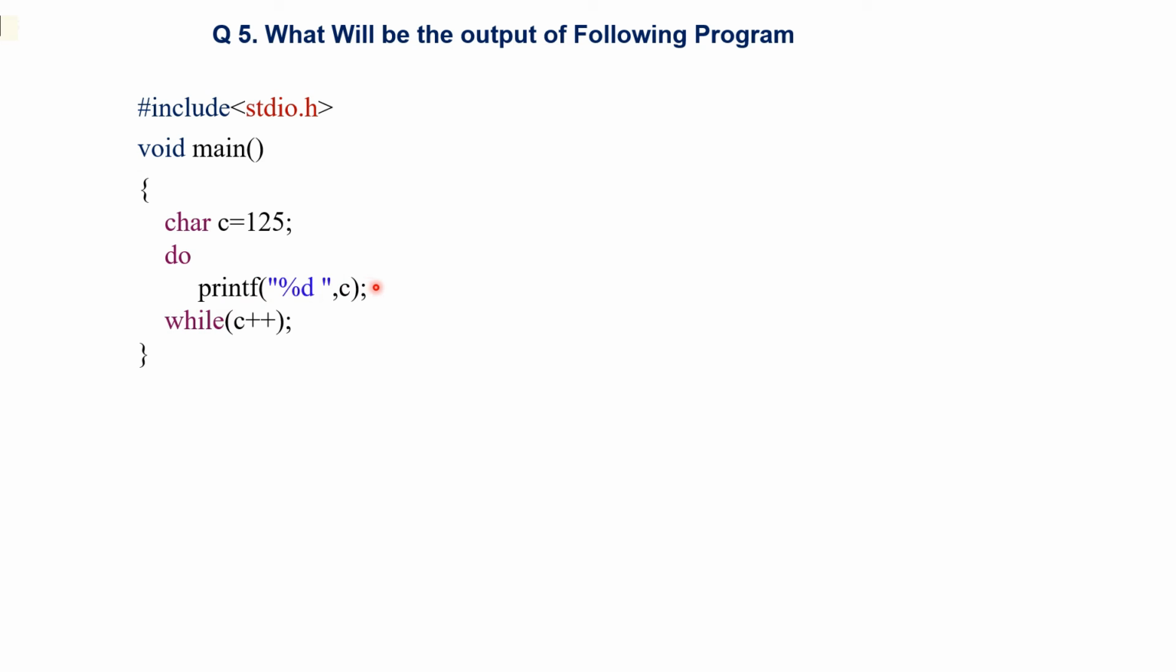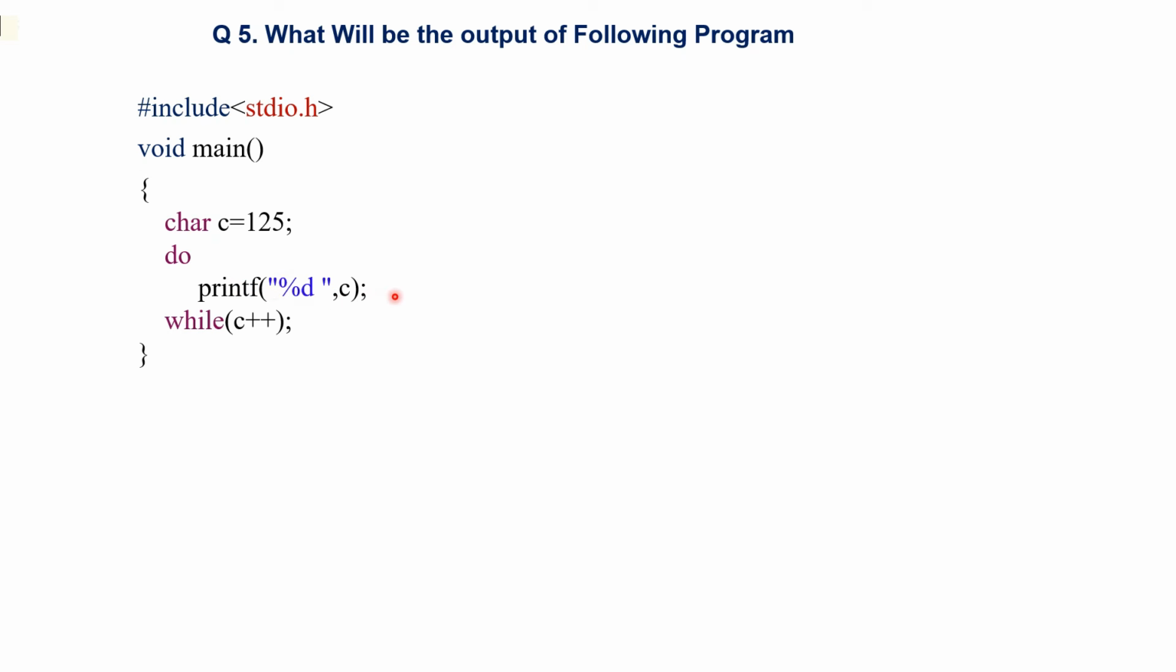So with this value of c, that is 126, will be displayed. Again next time value of c, that is 127, will be displayed. But as c contains 127, the character variable reaches its maximum limit. So the character variable's maximum limit is 127. So as we increment the value after 127, then it will be equal to the minimum limit of character, which will be equal to minus 128. So that means 127 plus 1 will be equal to minus 128.